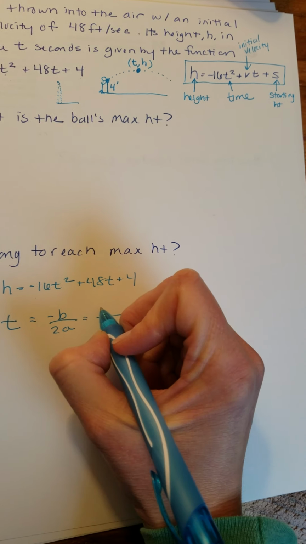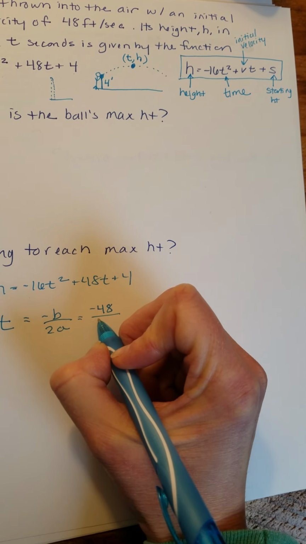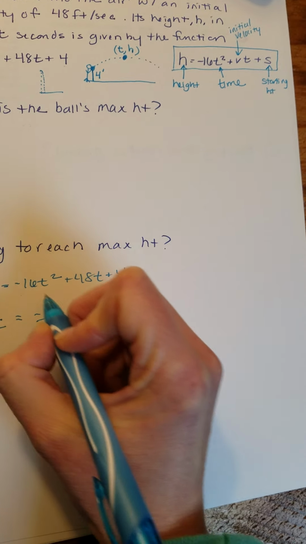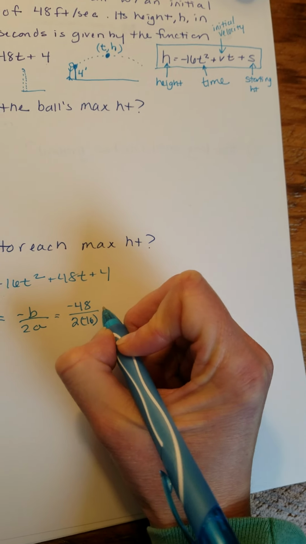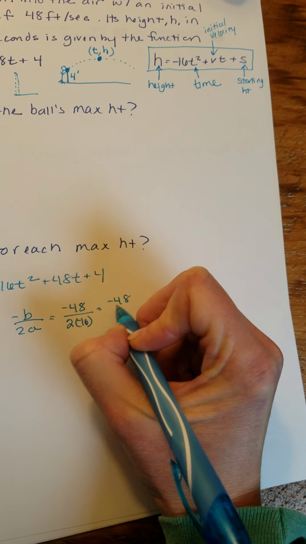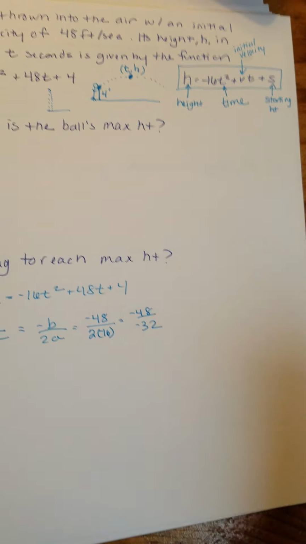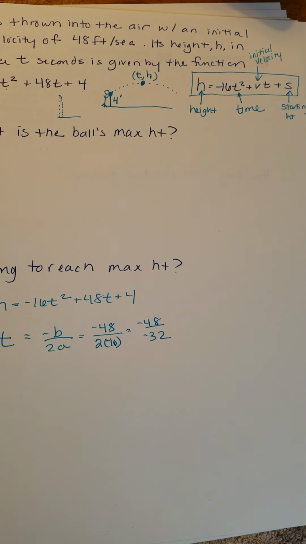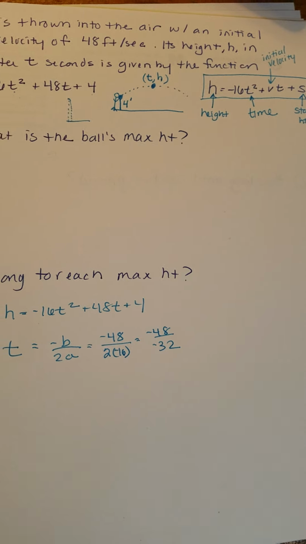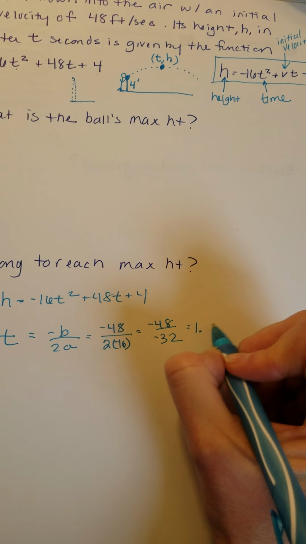So negative b is negative 48 divided by 2 times your a, which is negative 16. So that's negative 48 divided by negative 32. And you want to make sure you simplify that. That's going to give us 1.5. And yes, you can write it like that.